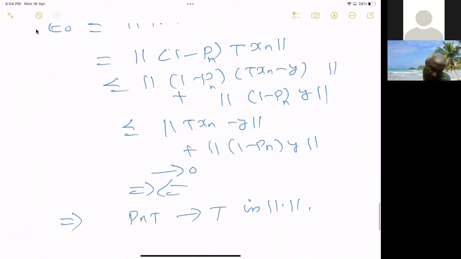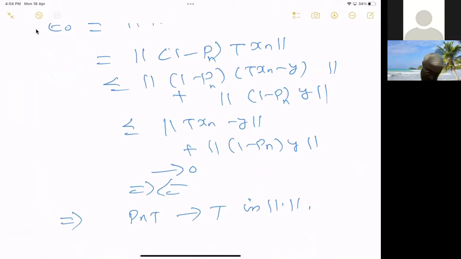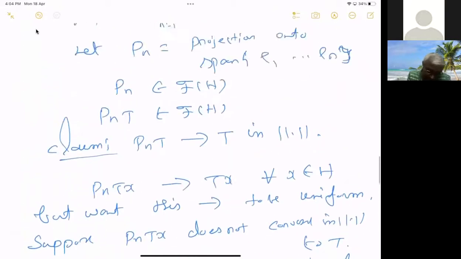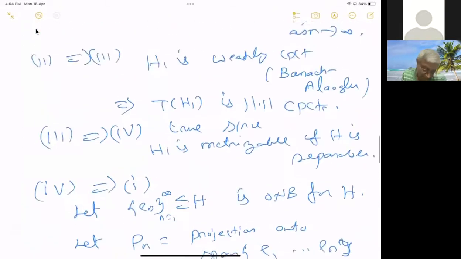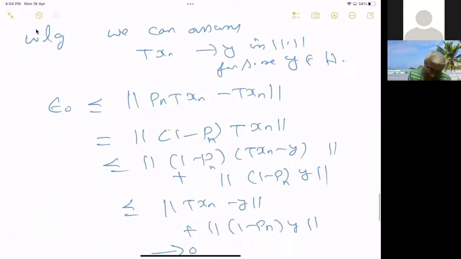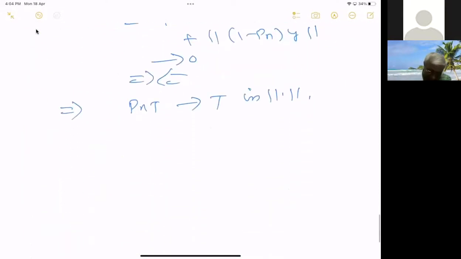That's all. So we have proved the proposition. Everything is clearly written except my handwriting, which is okay, which is not very bad. So please go through it. If you have any problem, you tell me.